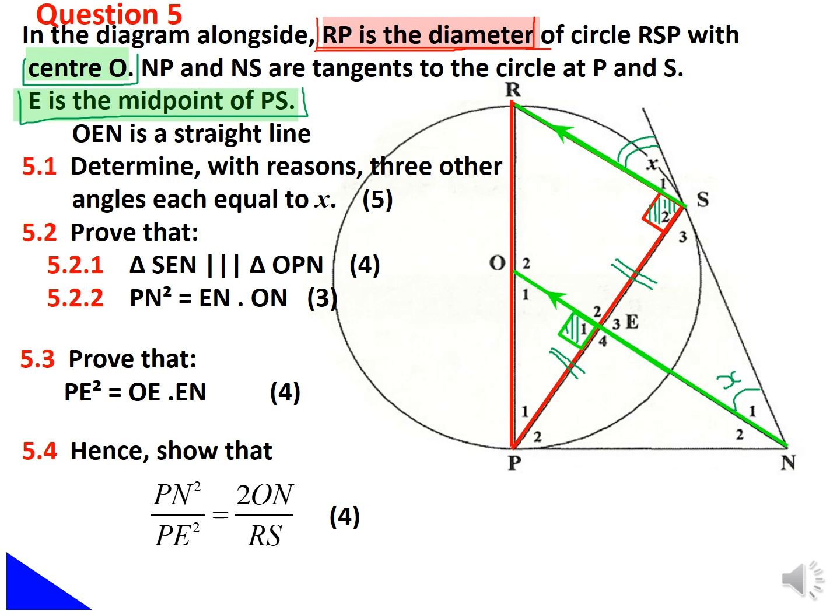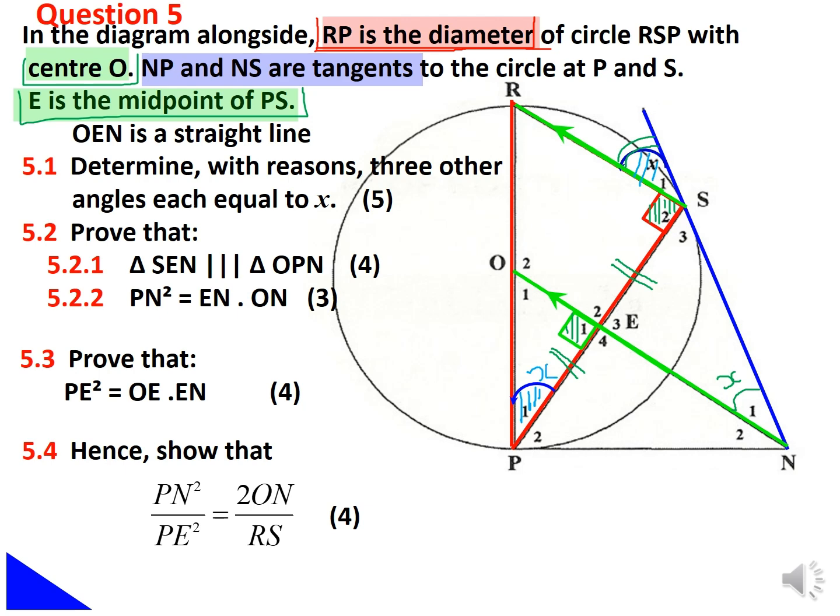Then we were also able to identify another set of information provided, that's NP and NS. Those are tangents. We remember immediately the tan chord theorem. It gives us angle S1 being equal to angle N1 by the tan chord theorem. So this angle here is equal to that angle there, and the reason for that one is the tan chord theorem. So S1 is equal to angle N1, and S1 is also equal to angle P1. So now we have got X here, we have got X here.